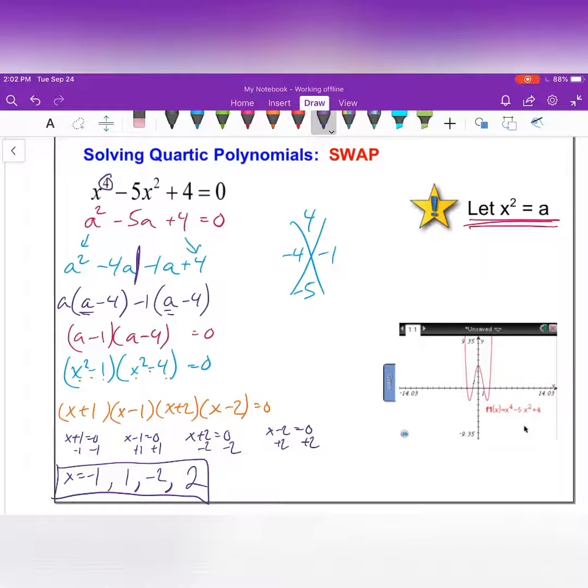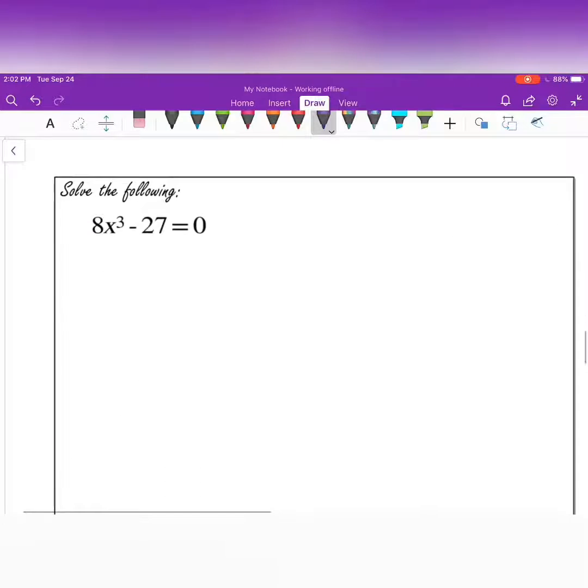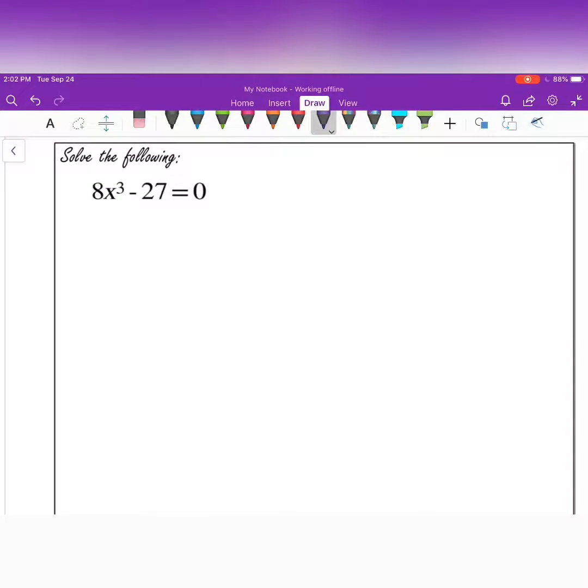Now the graph on the right actually is pretty cool because it shows you at -2, -1, 1, and 2. Those are all of our answers, and that's when the function would equal 0. So that's another way of looking at this. You can look at it graphically.